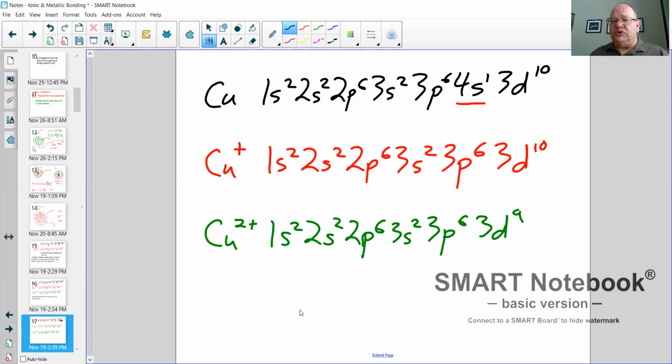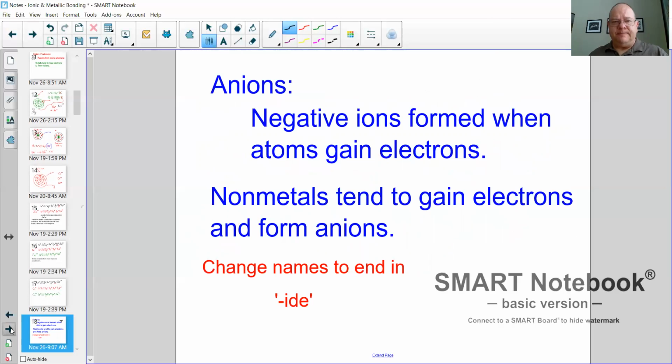I would want you to be able to associate, if I give you a charge of one of these ions, can you tell me how the electrons would still be arranged? So you should know that copper would want to lose one electron, but if it loses a second electron, where would you take it from? Well, you take it from the end, the last. You should be able to handle that.